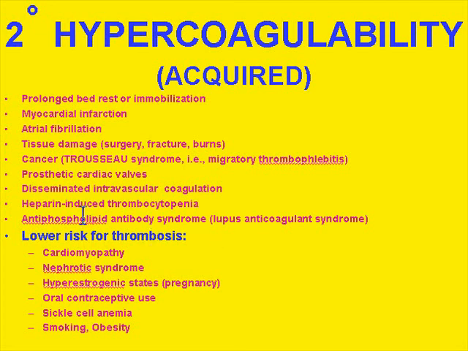And there's an antiphospholipid antibody syndrome. Lupus anticoagulant syndrome is a really good example. Patients with lupus make a little protein which prevents blood from coagulating properly. It's called lupus anticoagulant. If you want to remember that: cardiomyopathies, nephrotic syndrome, hyperestrogen states like pregnancy, oral contraceptives, sickle cell anemia, smoking, obesity, these are also risks for hypercoagulability, but not as big as the ones we mentioned before.